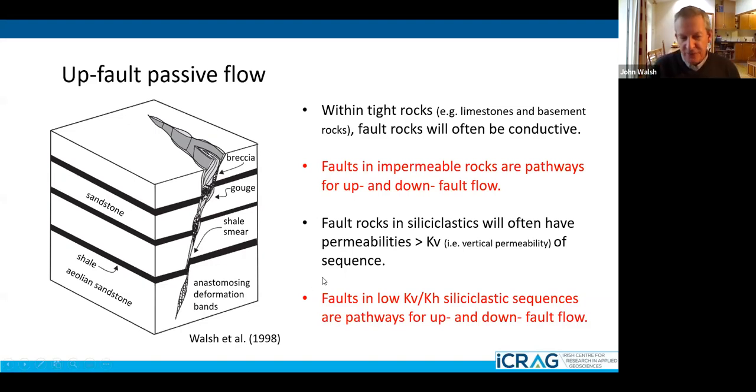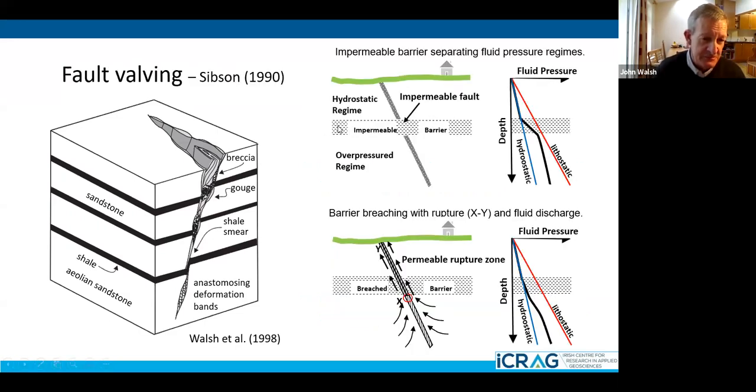So effectively, depending on the context, the self-same fault can act as a barrier and a conduit, depending on whether it's cross-fault flow or up-fault flow, and depending on whether the fault cuts tight rocks or porous rocks, it can do the opposite too. So it can do what you want. That basically means it's not just an on-off switch on these things. I'm going to go through now some of the models for fluid flow associated with faults, the classic models.